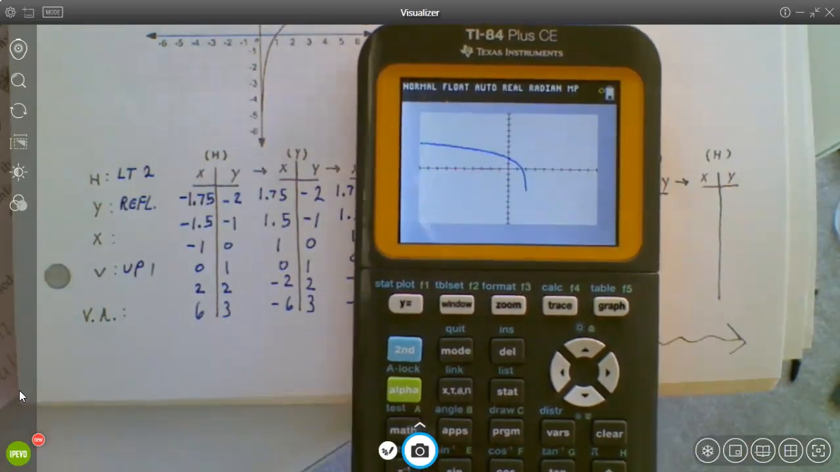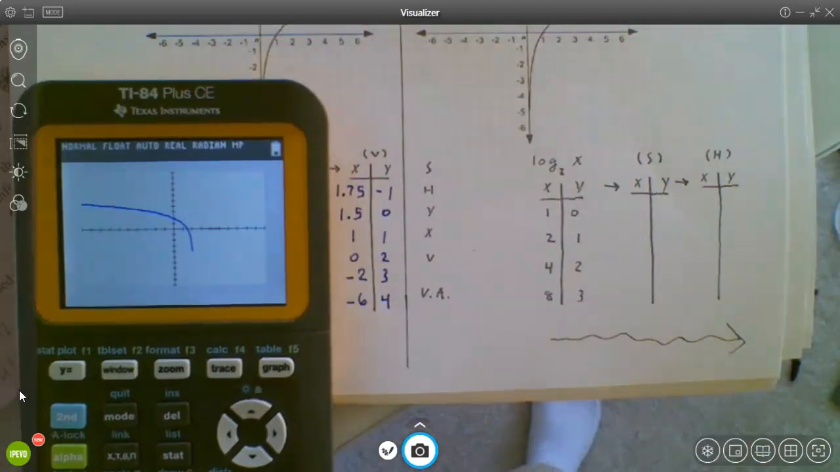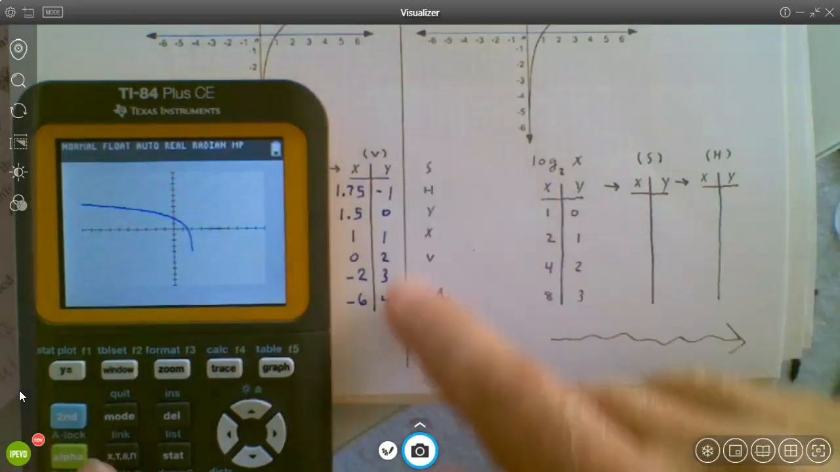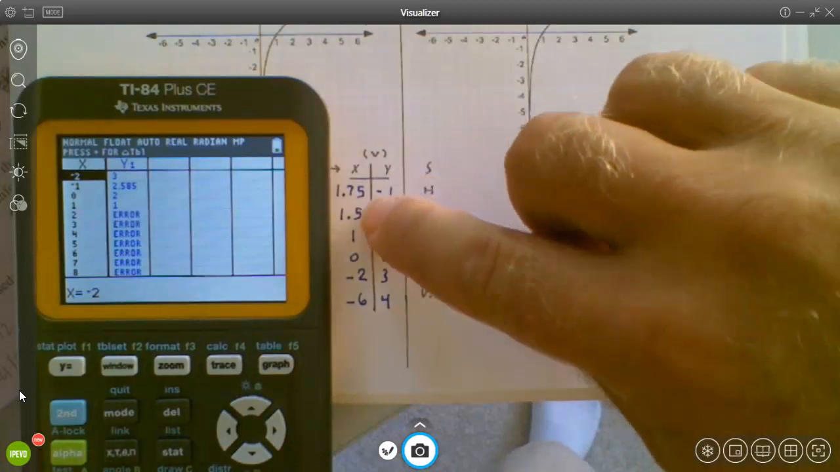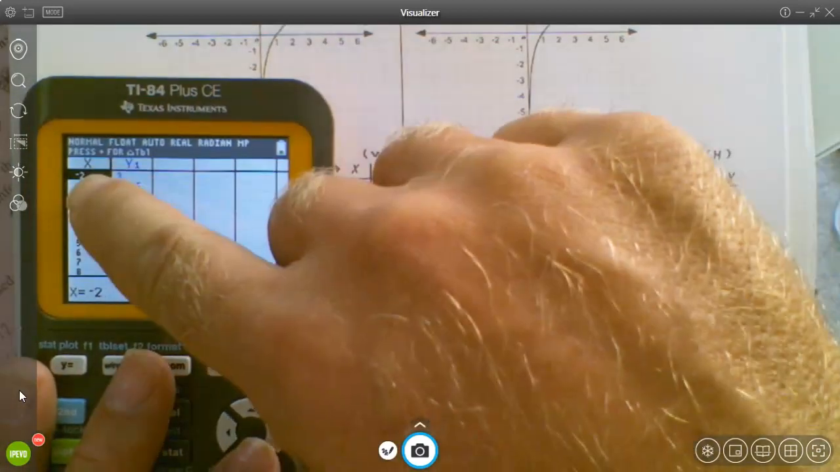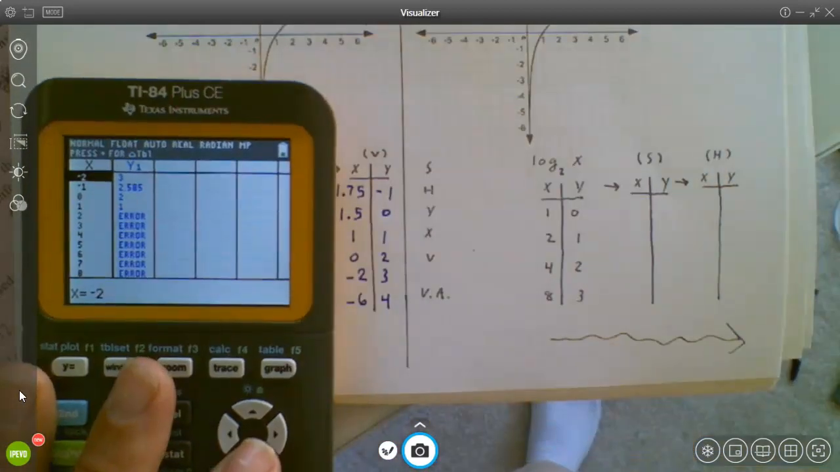And before I even plot those points, what I'm doing is checking my table. Just want to see if these points are right. So I'm going to go into table. I'm not going to see the first two because my table is counting by integers right now. You can change that, but that's just what it is right now.